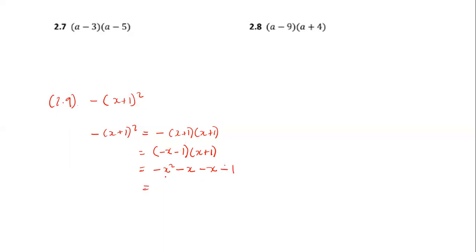Now let us further add the like terms if they are there. Yes, they are there, negative x and negative x. And therefore negative x squared, we're just going to rewrite it as it is because it doesn't have its like term. And therefore negative x and negative x will give us negative 2x. And therefore negative 1 doesn't have a like term. We're just going to rewrite it as it is. And therefore this will be our final answer to this expression over here.